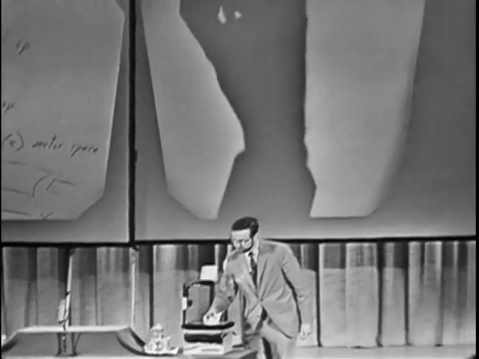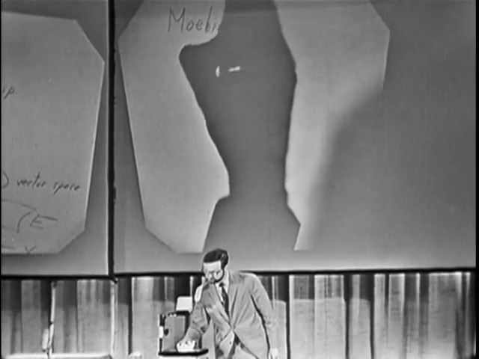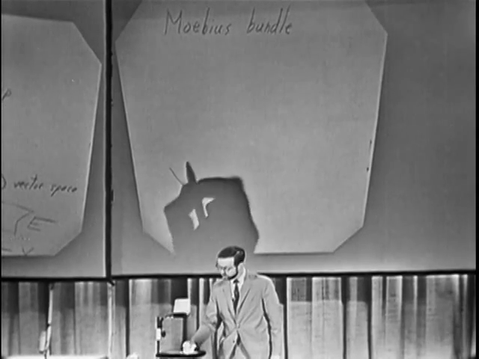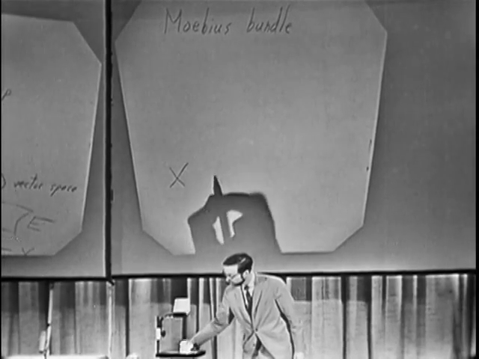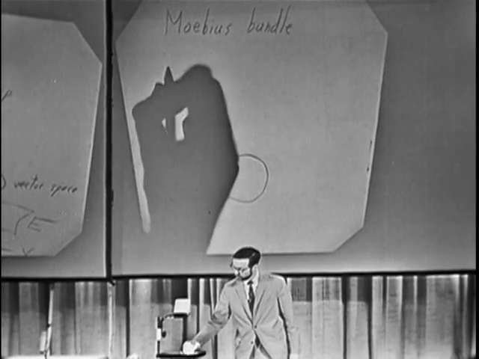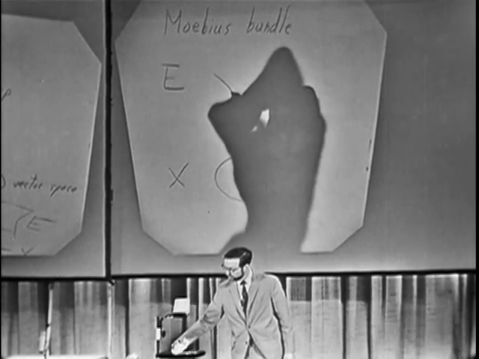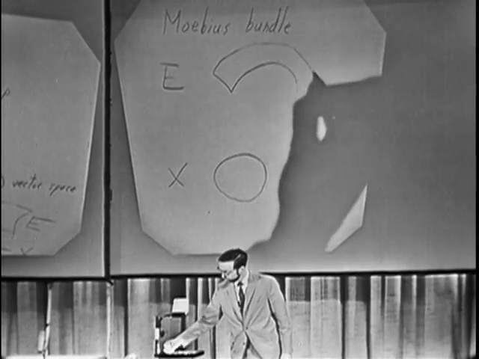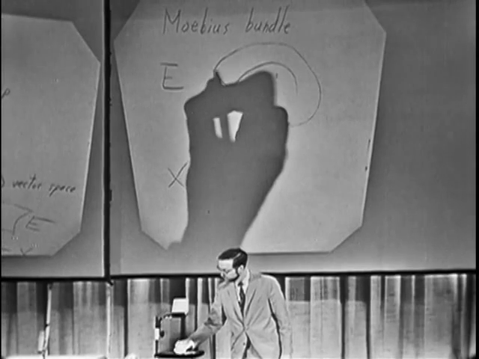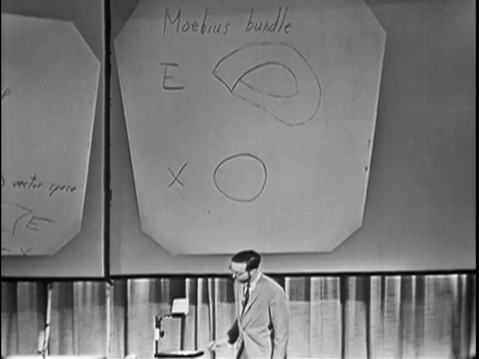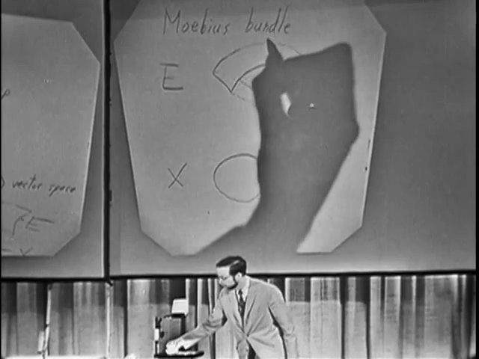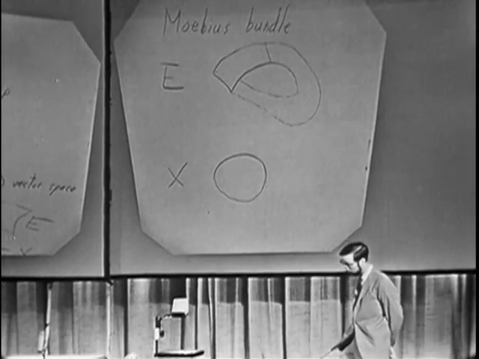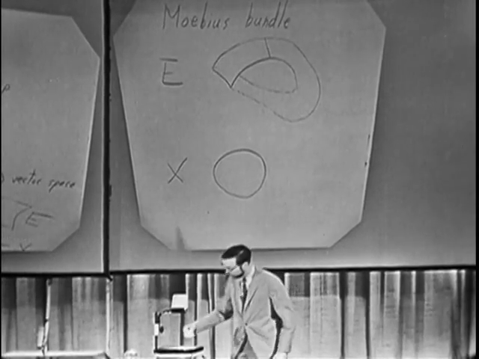A typical example is the Möbius band bundle, which looks like the following. As the base space X, we take a circle. And as the total space E, we take a Möbius band, which I'm not very good at drawing. And I have to draw this as if each segment here is of finite length. Actually, I'd like to think of it as a segment of infinite length, but that's a little hard to draw.